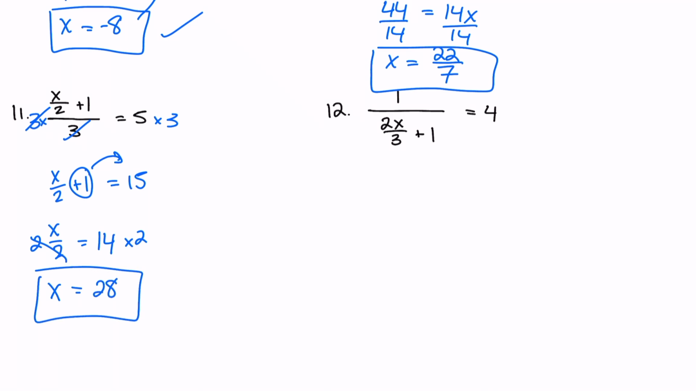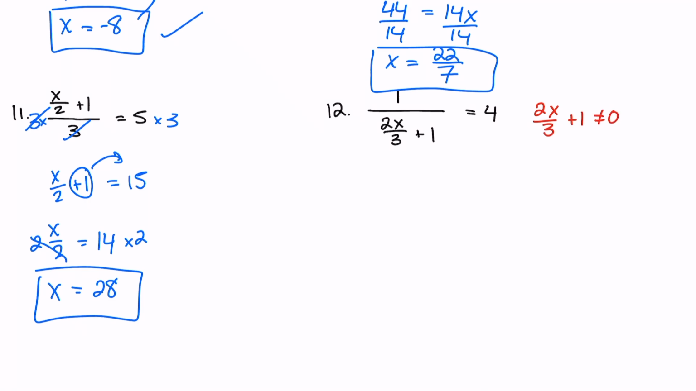For question 12, I have another fraction within a fraction. There's no variable in this denominator, but there is a variable in this denominator, right? Because this is 1 divided by this entire portion. So we cannot let this portion ever equal 0, because if it equals 0, then we have an undefined answer. So our criteria is going to be 2x over 3 plus 1 cannot equal 0.